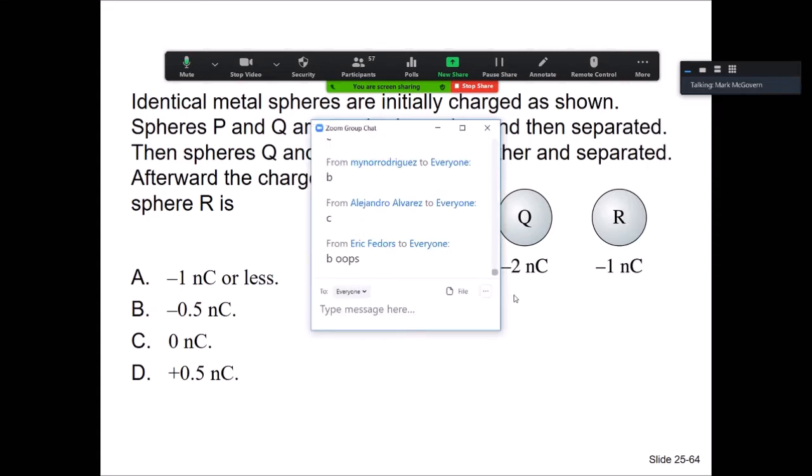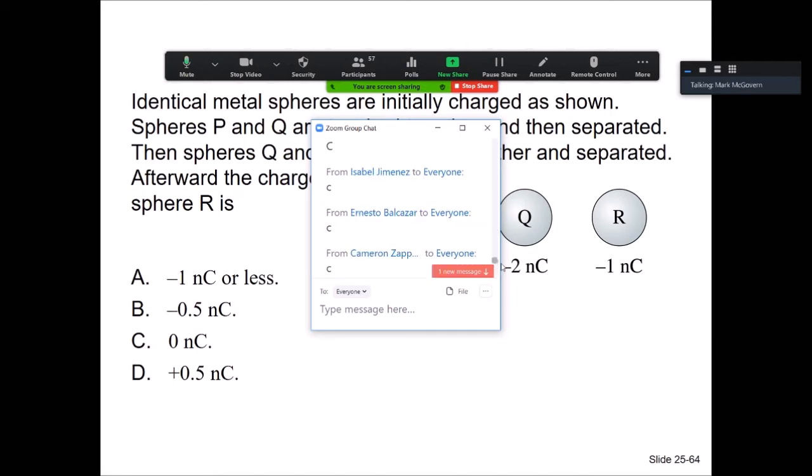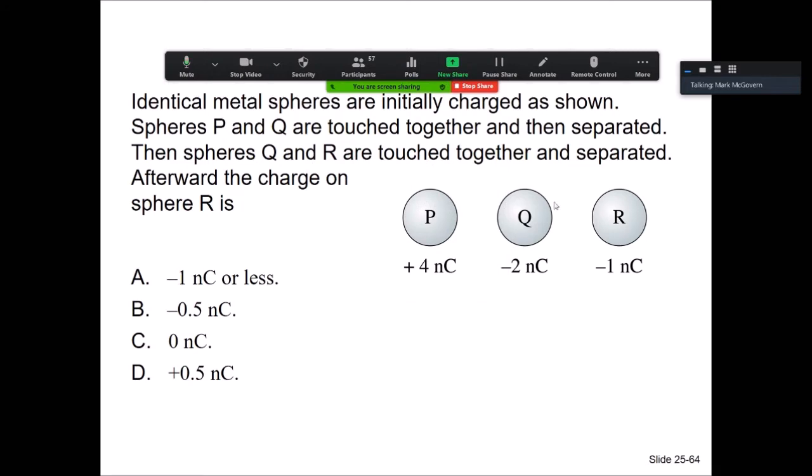All right. Let's see what we have to say here. Overwhelmingly C. I'm liking C quite a bit.